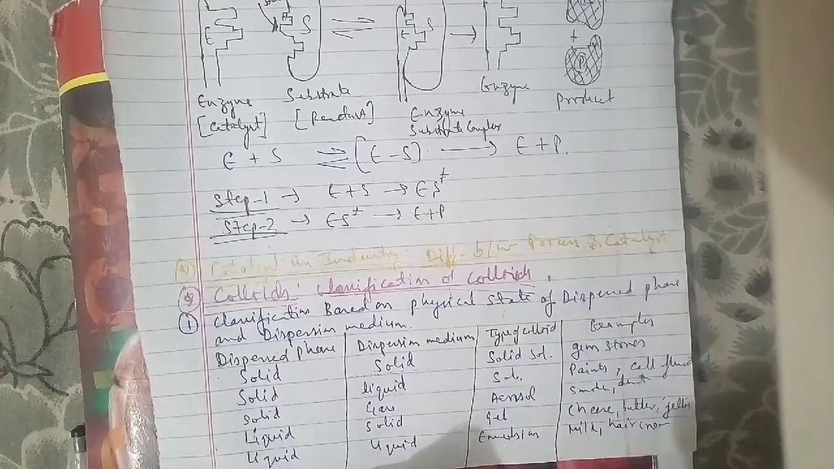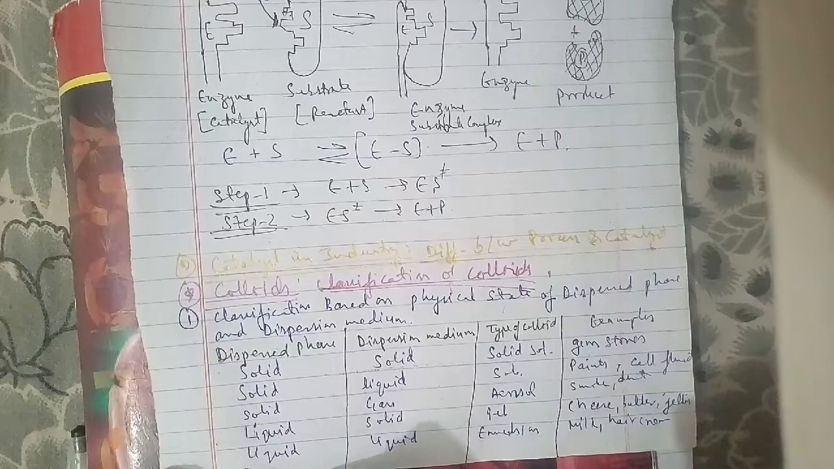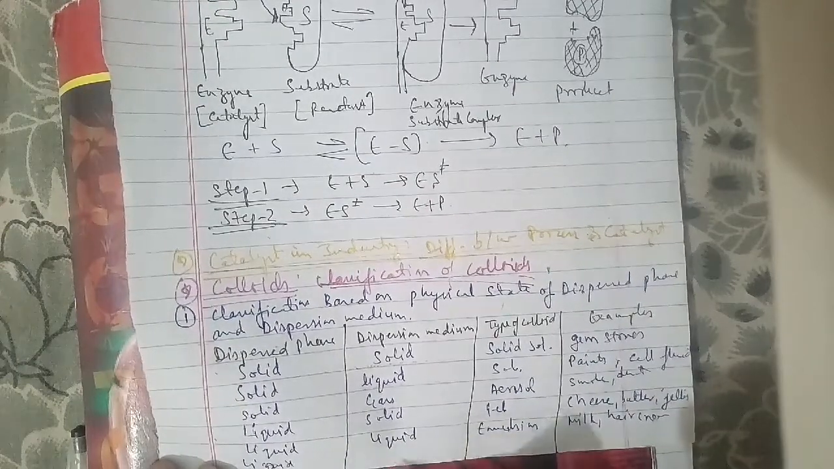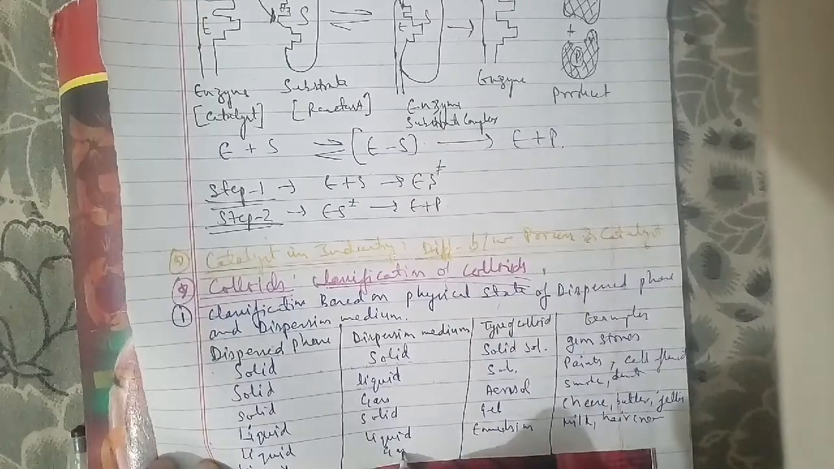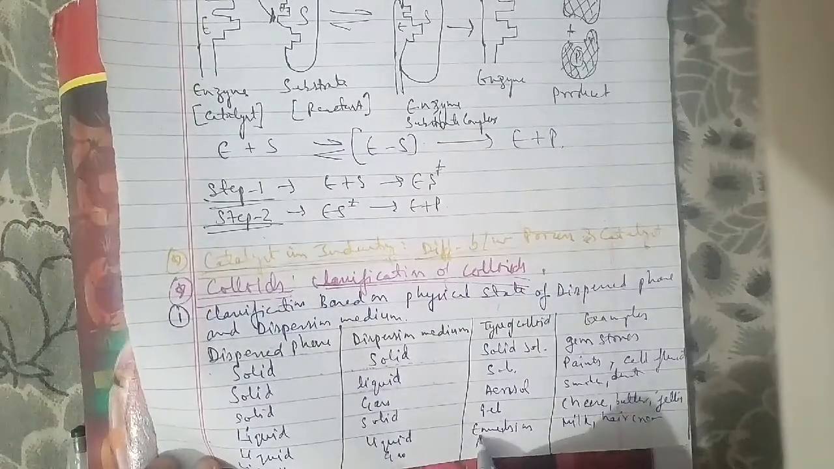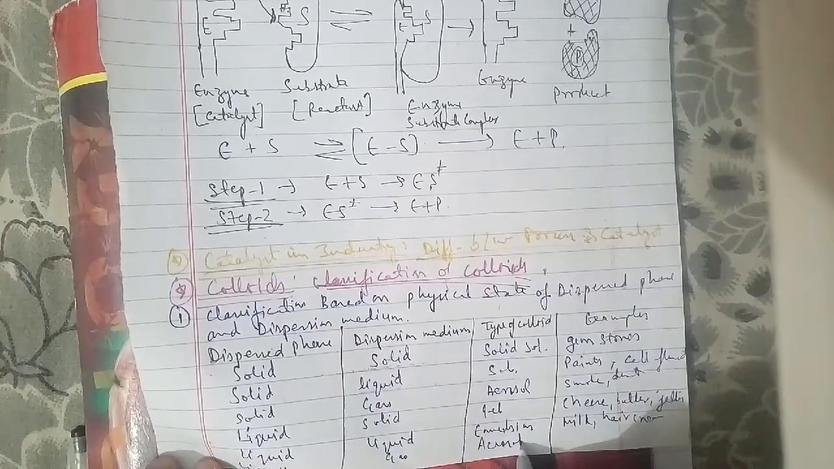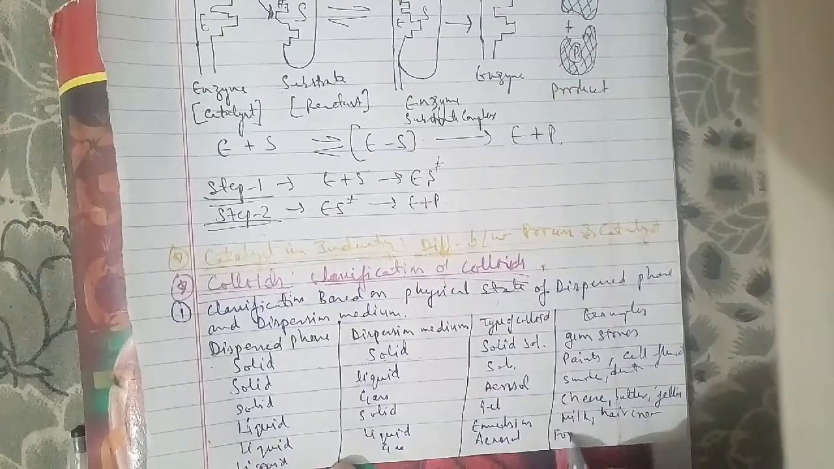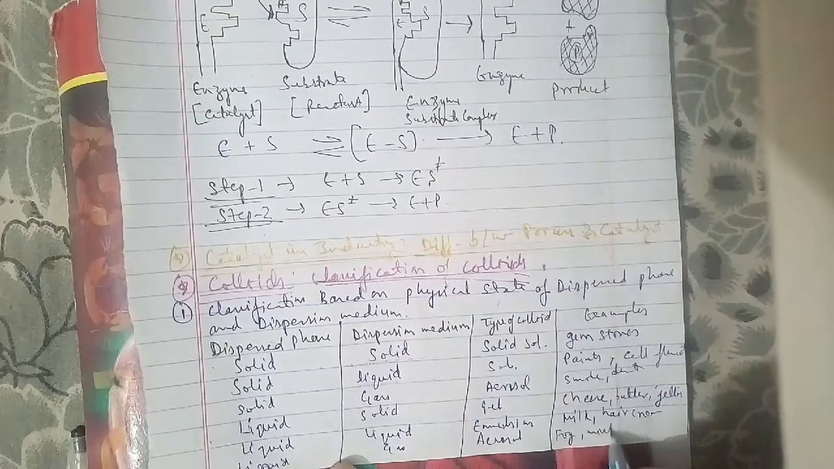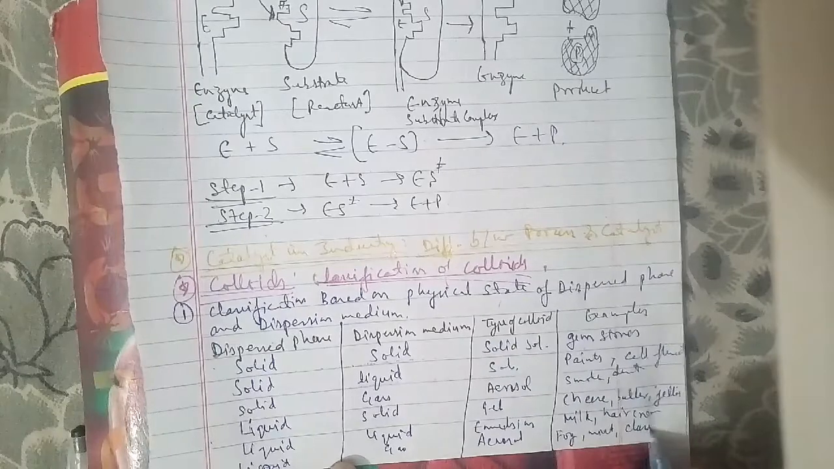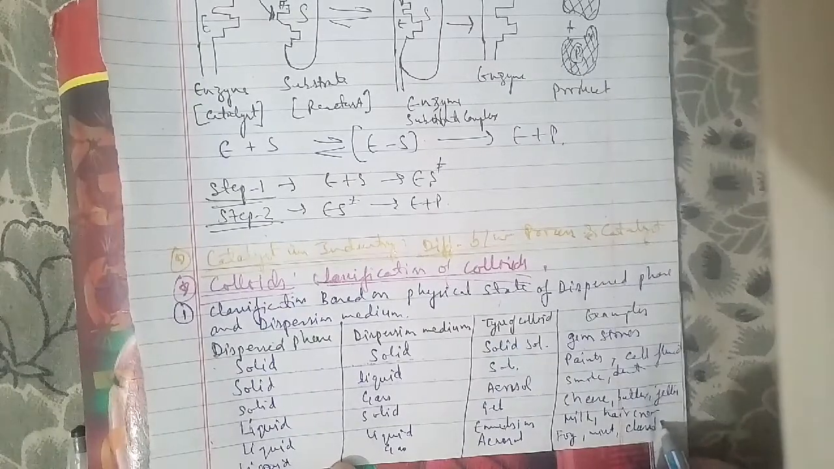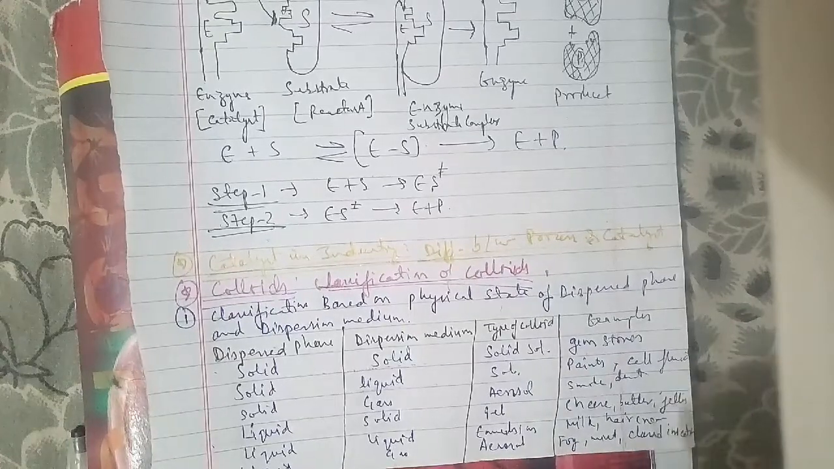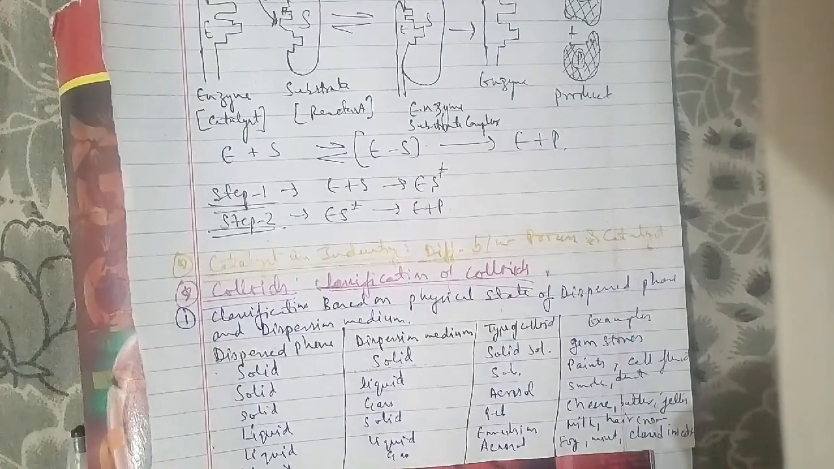Now after liquid it is your liquid and gas. So the liquid and gas is your aerosol, and examples for that are fog, mist, cloud and insecticide. Yeah, then insecticide sprays as well.